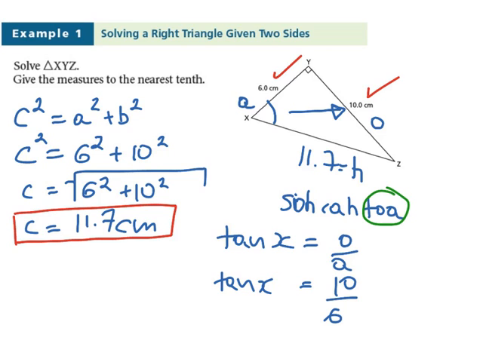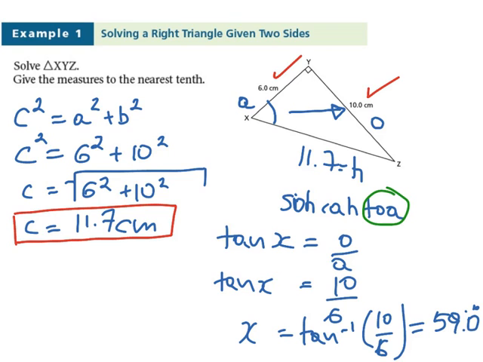Then when you're solving for the angle, we always have to find the inverse, in this case of tan of 10 over 6. And since we're answering to the nearest tenth, the angle is 59.0 degrees. So this is our x value, x angle.